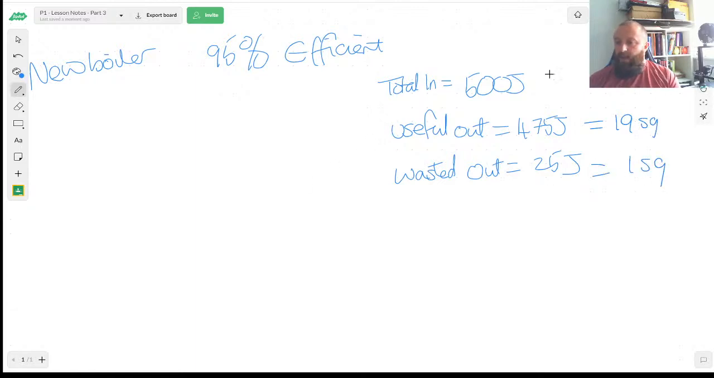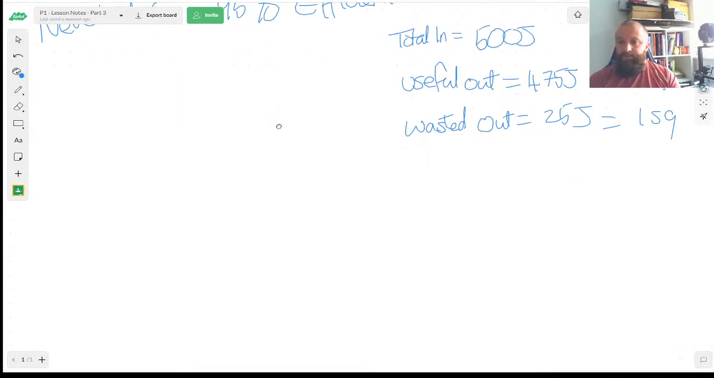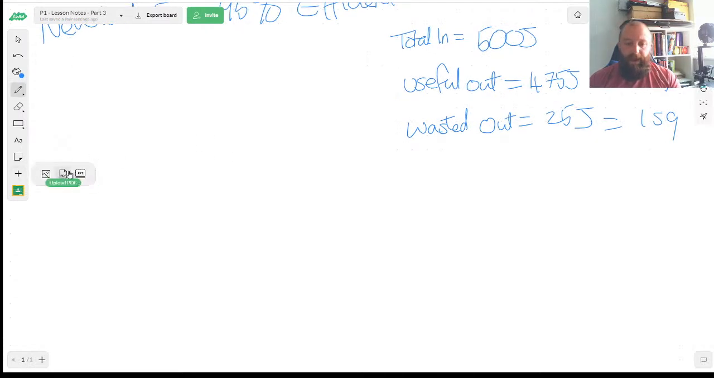So let's see what this looks like if that is 20. So let's see what this looks like on a graph. I'm going to drop my graph paper back in again.